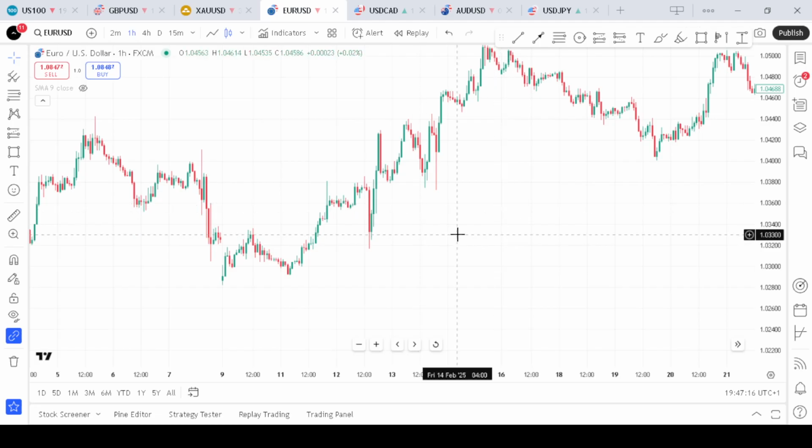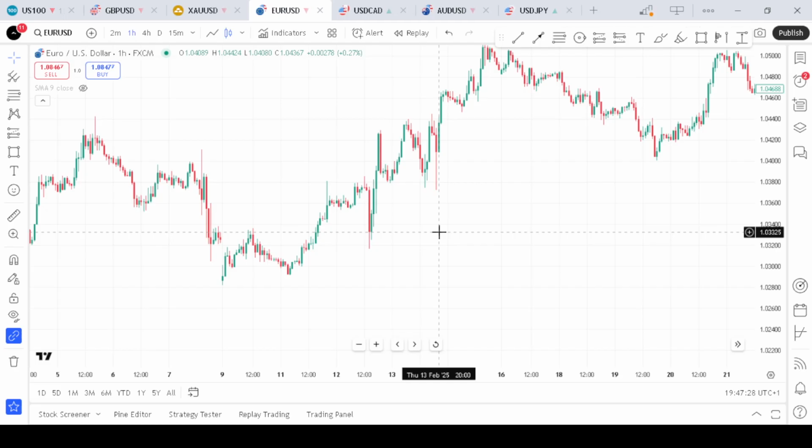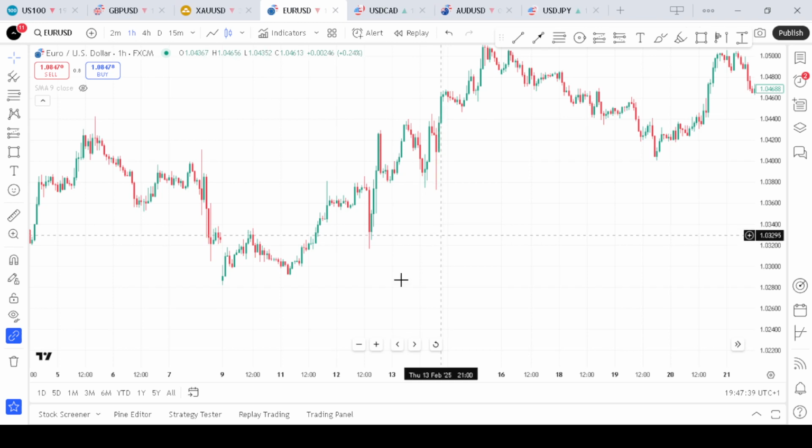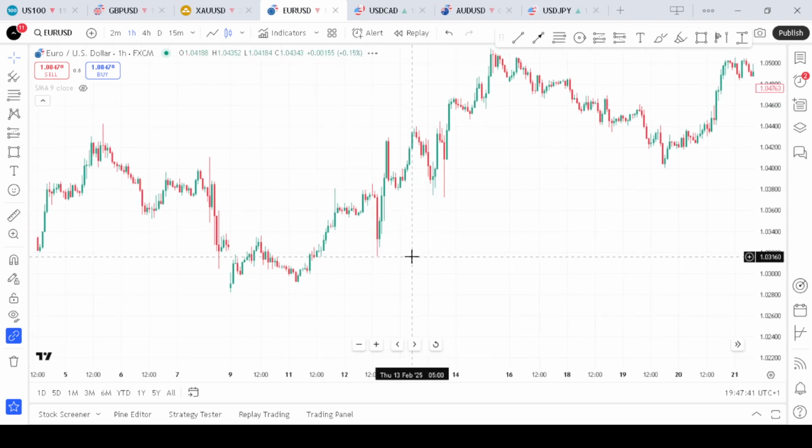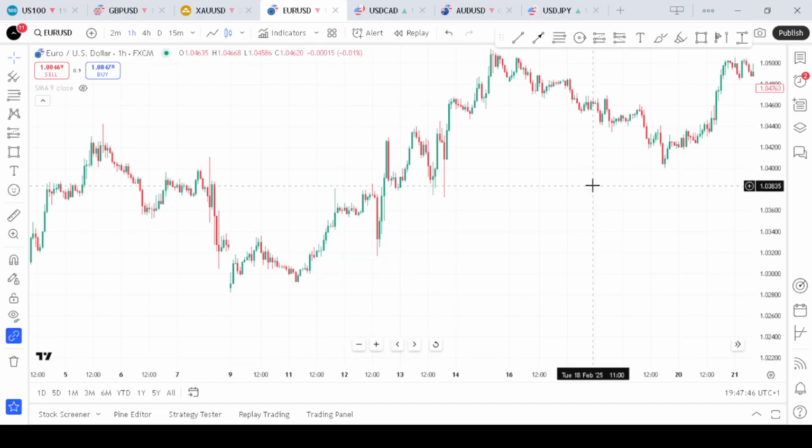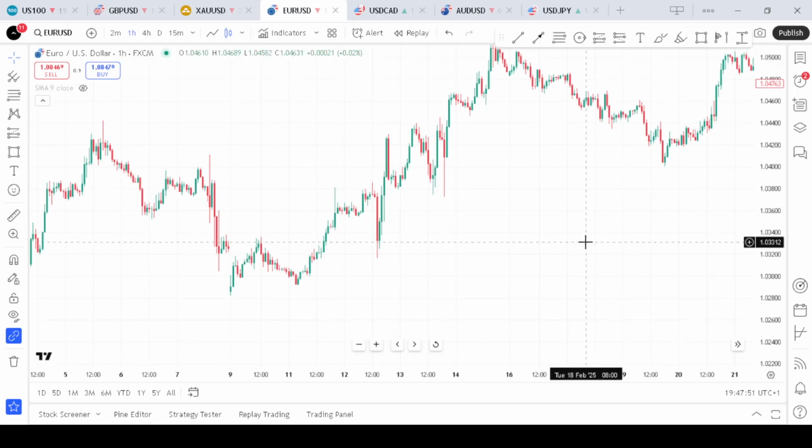Now we start by understanding what the Andrew Pitchfork is. The Andrew Pitchfork is a powerful technical analysis tool developed by Alan Andrews. It consists of three parallel trend lines that form a pitchfork-like shape on the price chart, helping traders identify potential support and resistance levels, trend directions, and possibly reversal points. Now let's see a trading strategy that we can apply while mastering the Andrew Pitchfork.